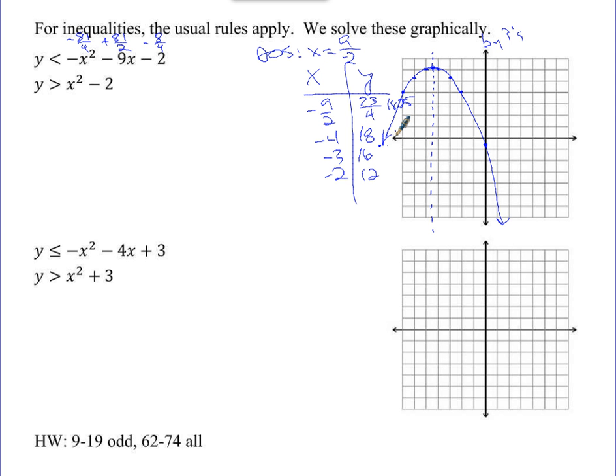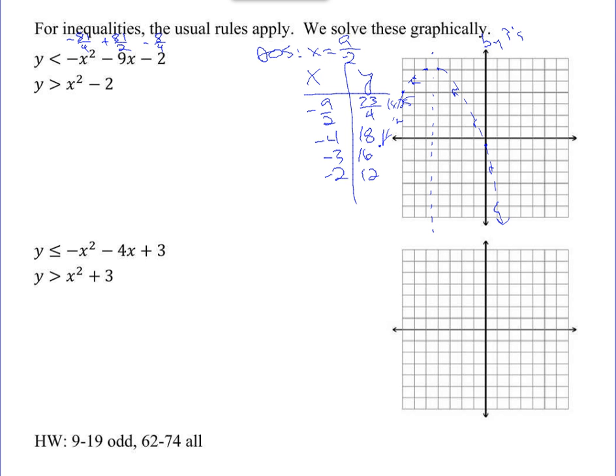Is it supposed to be solid? Oh, it's terrible. It's supposed to be dotted. So, like you guys, I go back in with my eraser and make a nice dotted parabola. And which way are we shading? Below. So I'm going to draw little arrows down, reminding me that I'm shading below. Okay, so now we draw the other one in there.